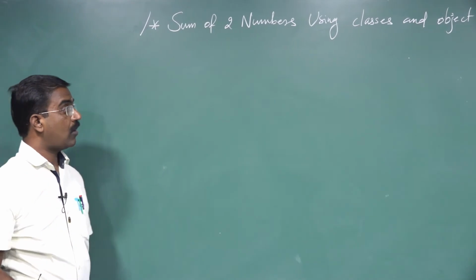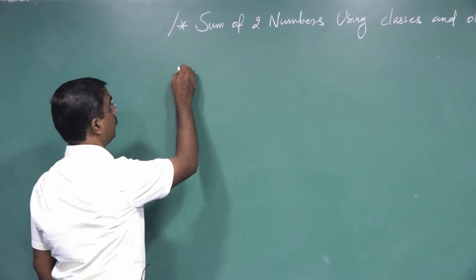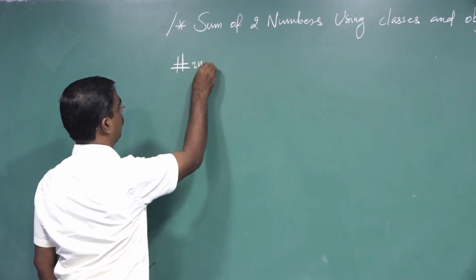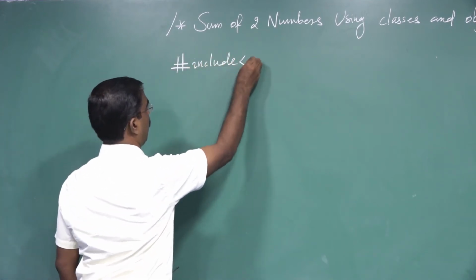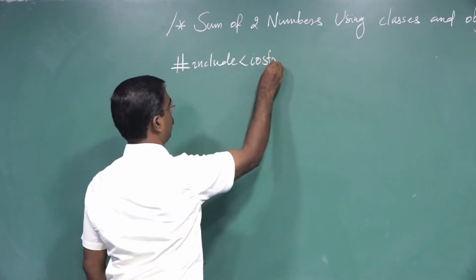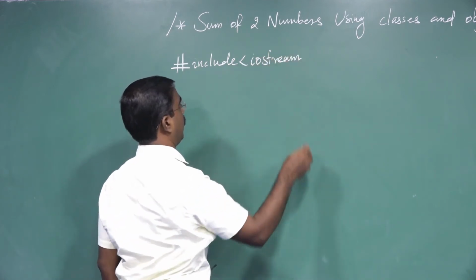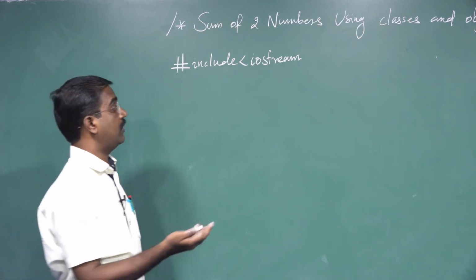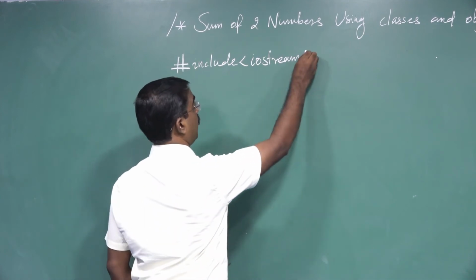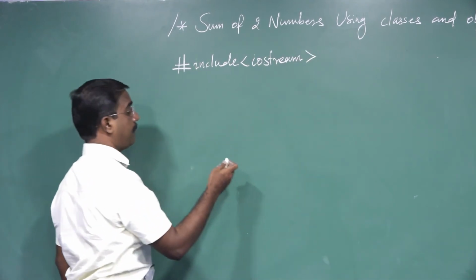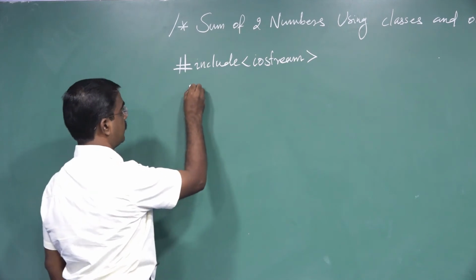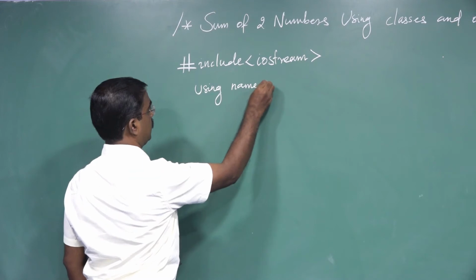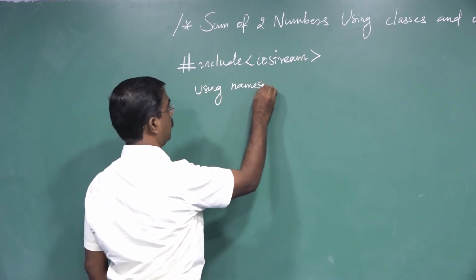First, how can we write it here? Any program will start with hash include iostream. Why? Because this is Dev C++, that's why .h is not necessary. That's why iostream. And then using namespace std.